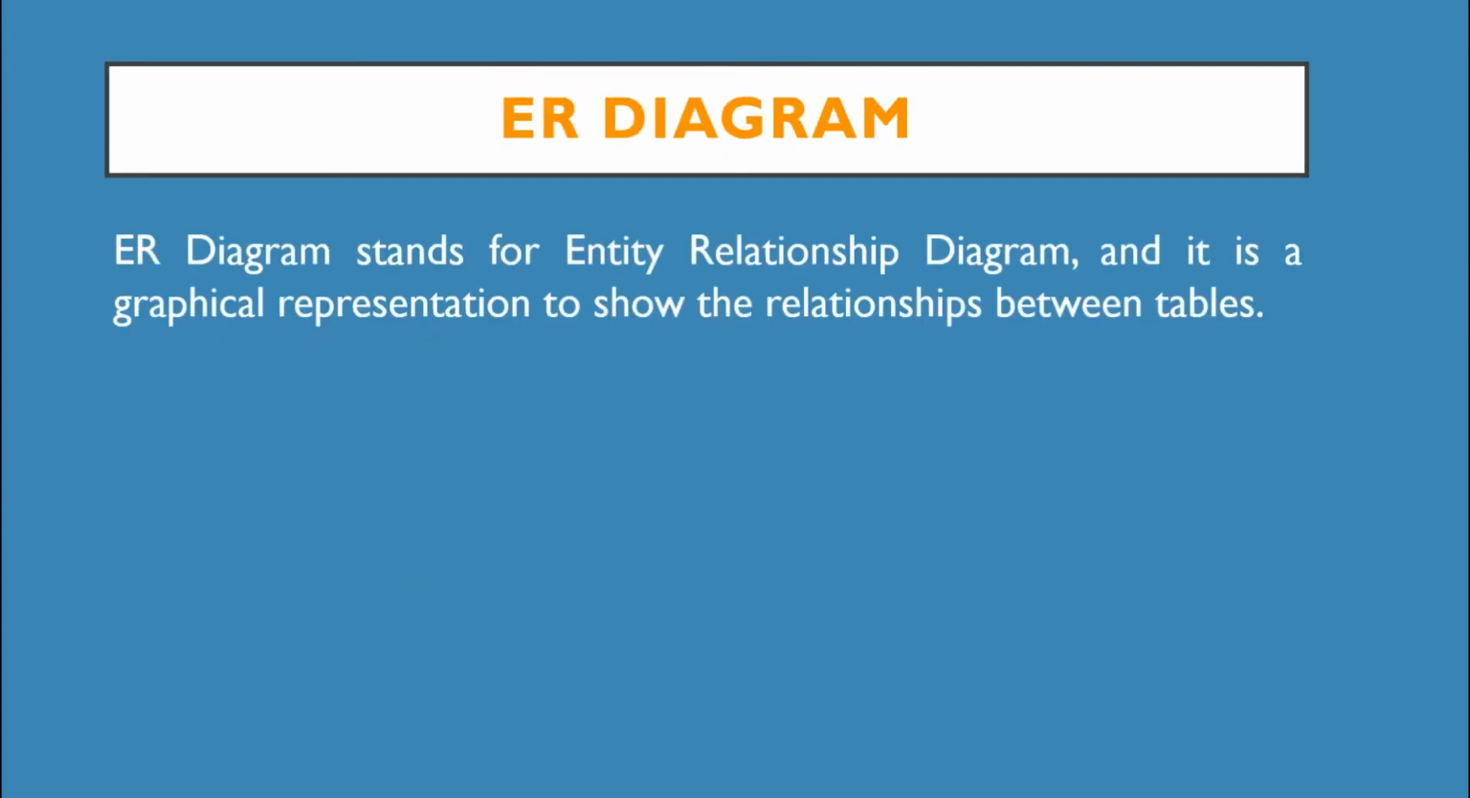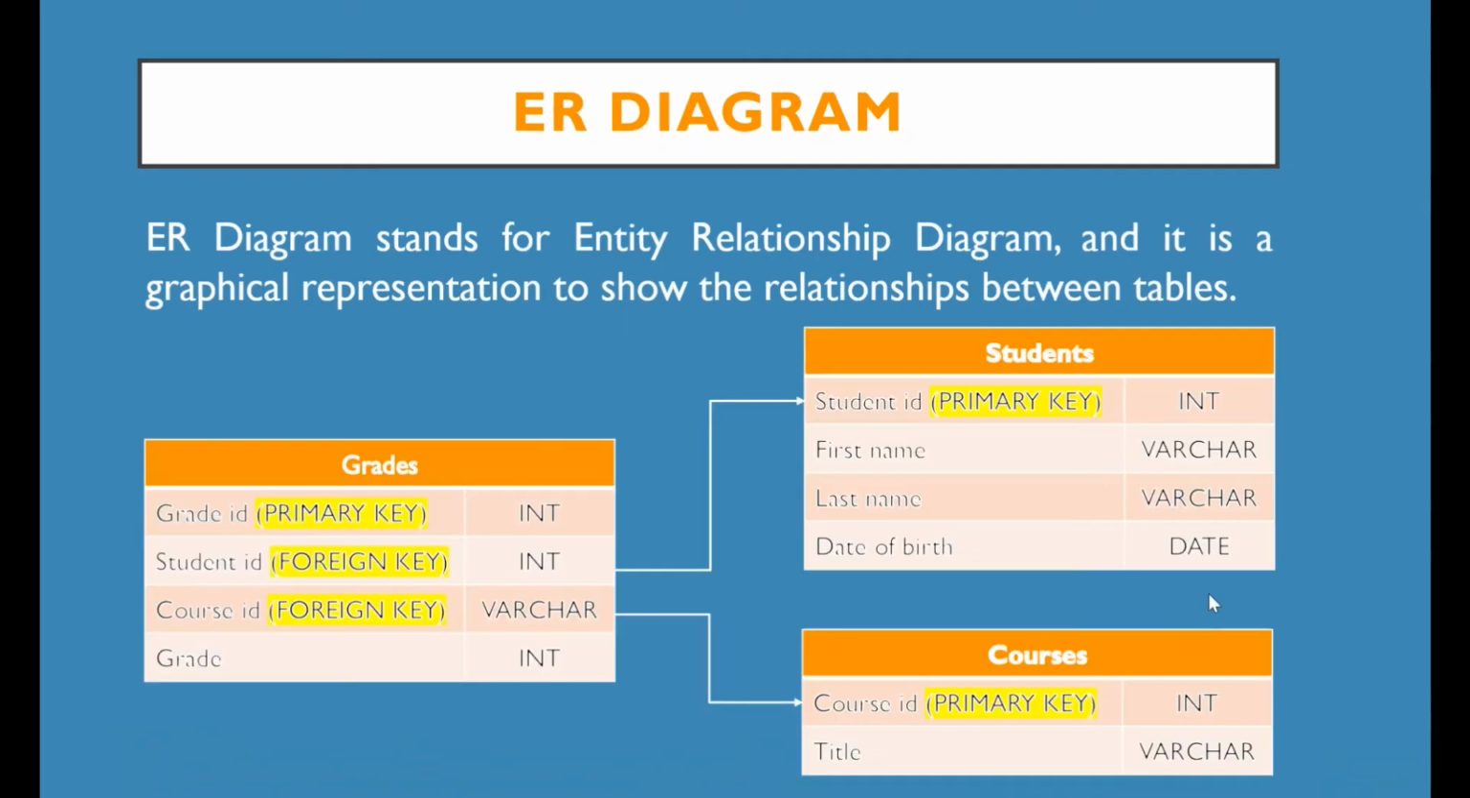ER diagram stands for Entity Relationship Diagram, and it is a graphical representation to show the relationships between tables. Here we have an example of an ER diagram. As you can see, we have three different tables. We have grades, students, and courses. Each table has only one primary key. For the grades, we have grade ID. For the students, we have student ID. And for the courses, we have course ID.